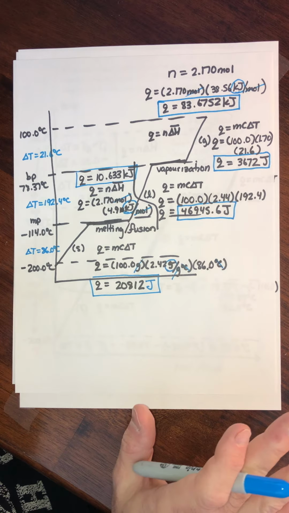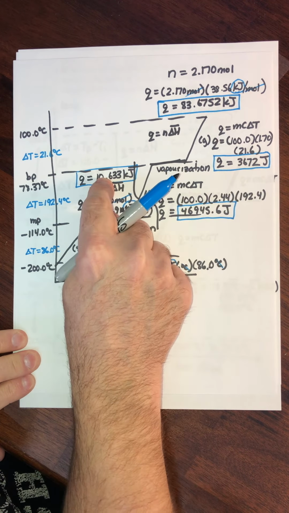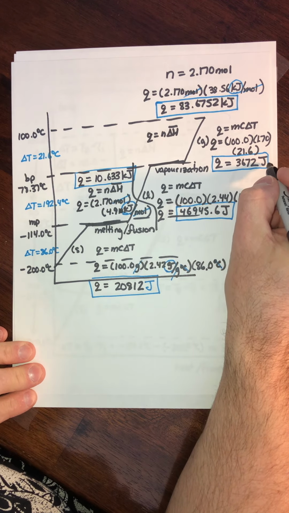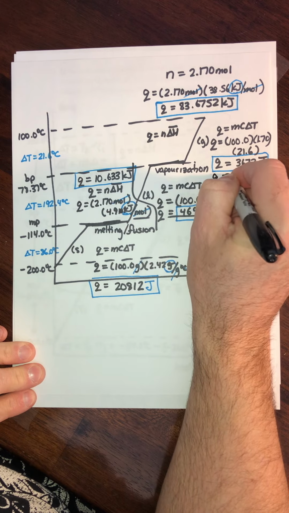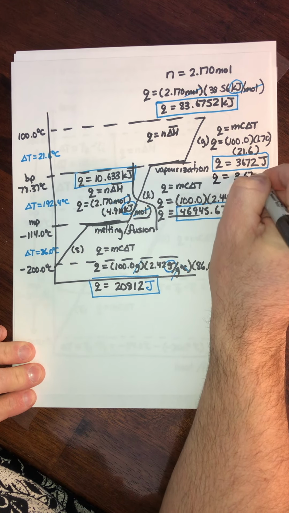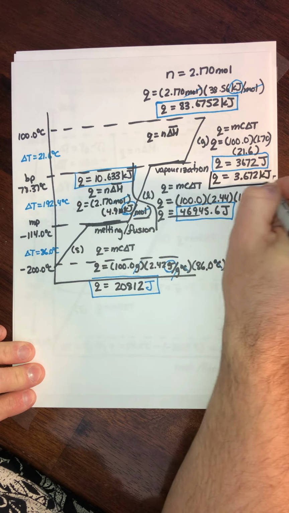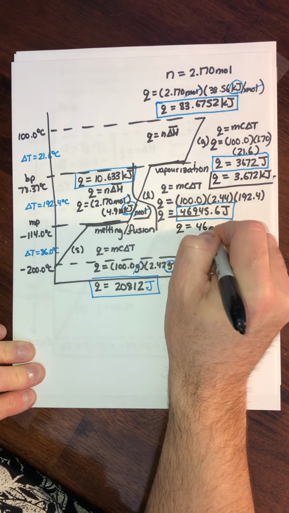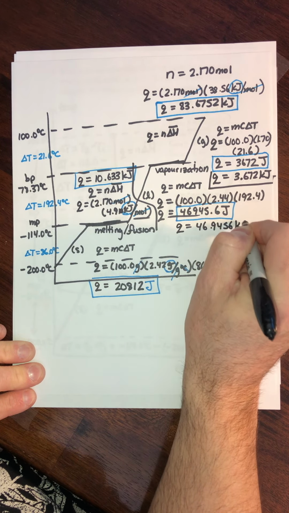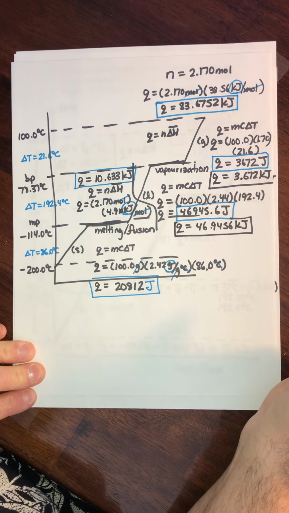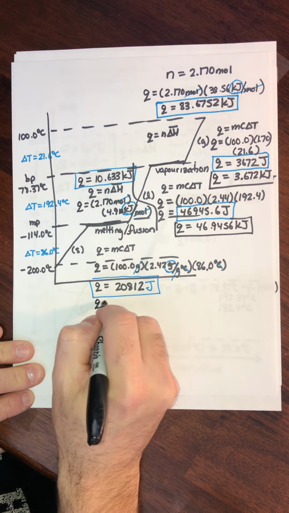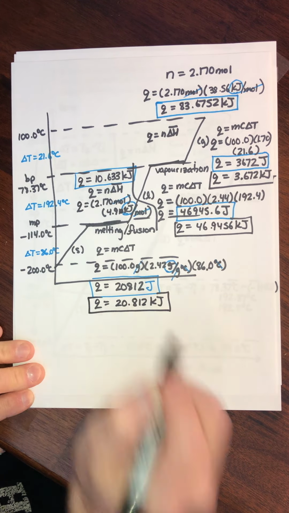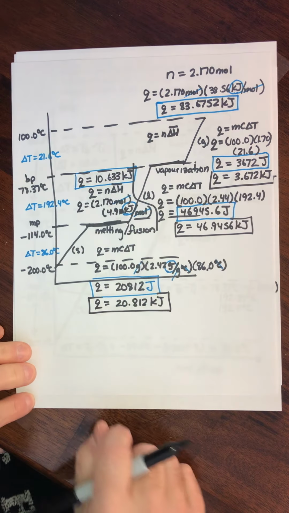So let's turn them all into kilojoules. We'll leave these two alone, but we will change these three. If I want to turn joules into kilojoules, I divide by 1,000. So if I divide this by 1,000, I get 3.672 kilojoules. If I divide this by 1,000, I get 46.9456 kilojoules. And if I divide this by 1,000, I get 20.812 kilojoules. Now they're all in kilojoules, so now you're good to go.